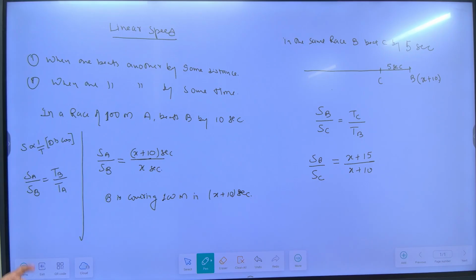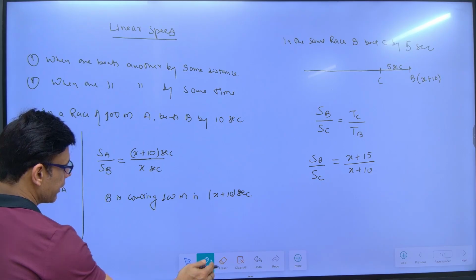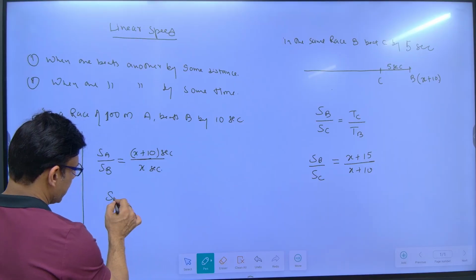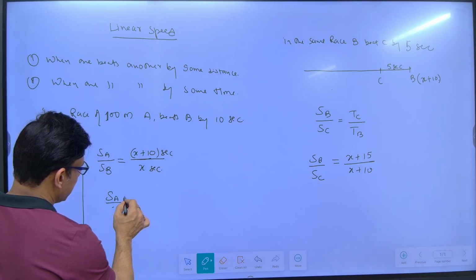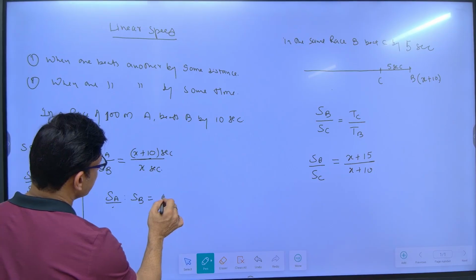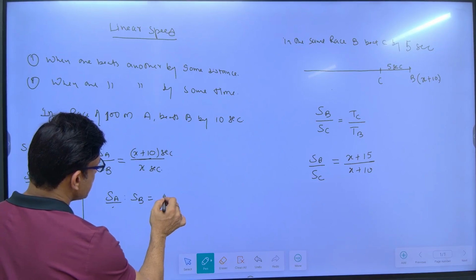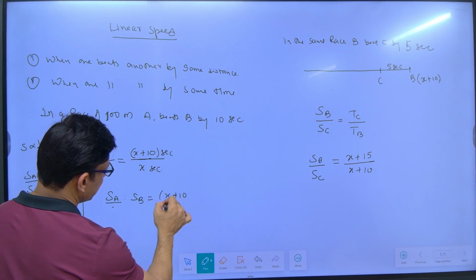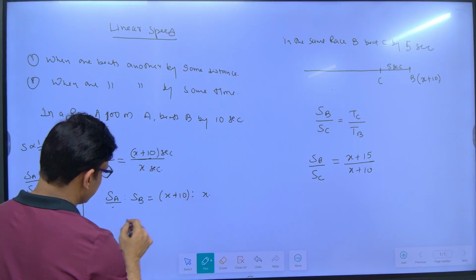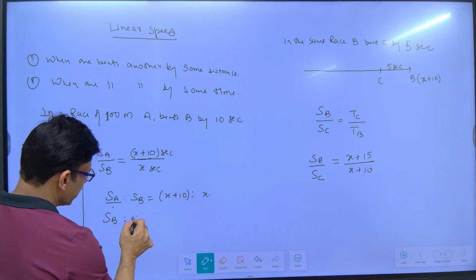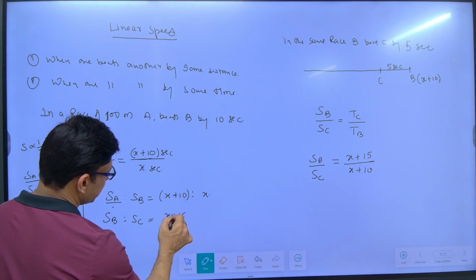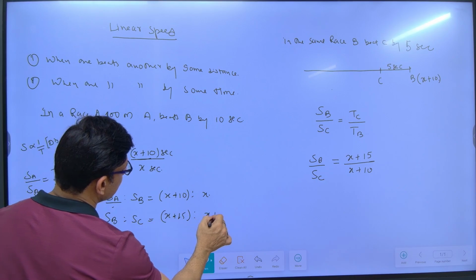Right? From here, what are you going to get? The ratio of speed. The ratio of speed of A to B is how much? X plus 10 is to X, and speed of B to speed of C will be what? X plus 15 is to X plus 10.